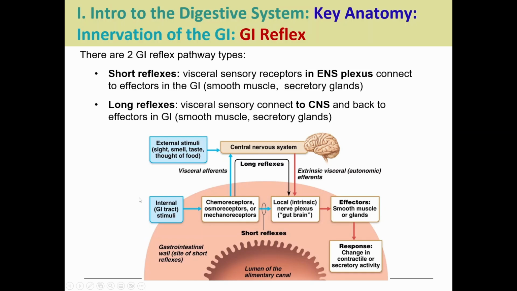So if we're looking at the short one, we have some sort of internal stimulus. We have receptors that pick up on that. We immediately go to the local nerve plexus, so we're going to the enteric nervous system, and then right to the effectors. Whereas long reflexes, this is where we're involving the central nervous system. And so we have sight, smell, taste, the thought of food, whatever, right? The nervous system processes that, and then we send it down to the enteric nervous system, to the effectors. Or we have some sort of internal stimulus, receptors pick up on it, we go up to the central nervous system and back down to the enteric nervous system, to the effectors, and then we actually have change.